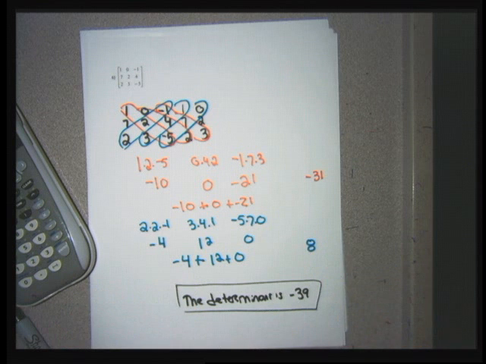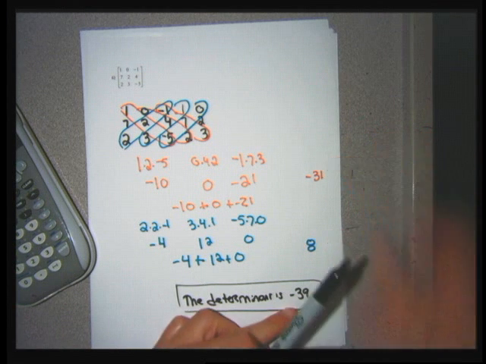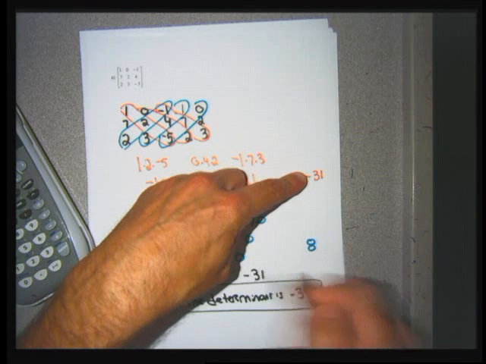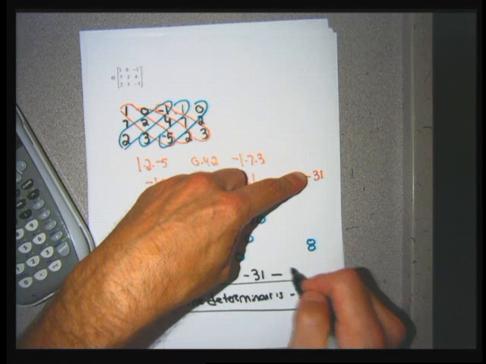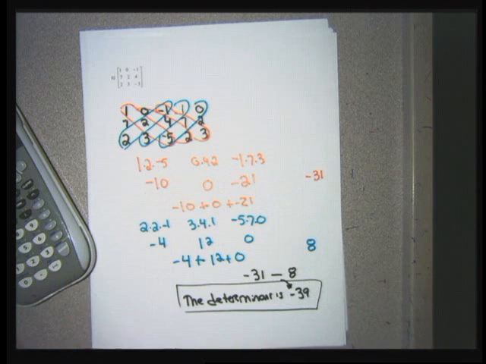The determinant of this matrix, I subtract these two numbers. So to get this negative 39, I take the first number that I computed, which is negative 31, subtract the second number that I computed, which is 8. Negative 31 minus 8 is negative 39.